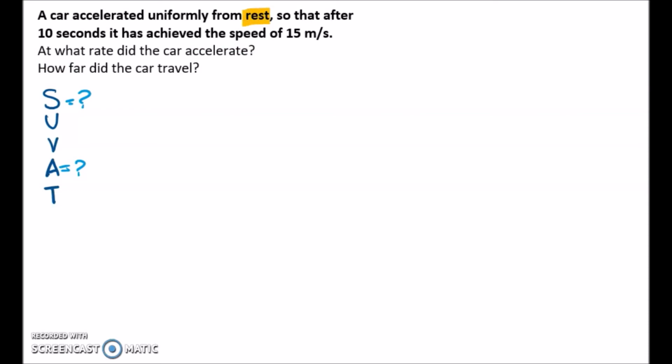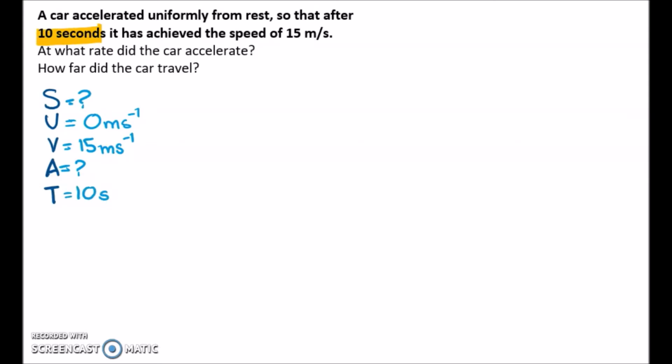What do we know though? We know that it starts from rest, and obviously if something's resting, it means that it's at a stop. So the initial velocity of this question is 0 meters per second. We're also told what speed it is at the end of the acceleration, and that's 15 meters per second. So that will be our final velocity. As for time, we are told 10 seconds, so that is our time.